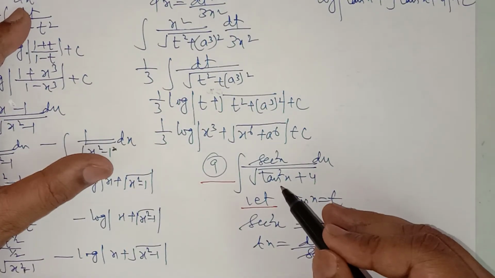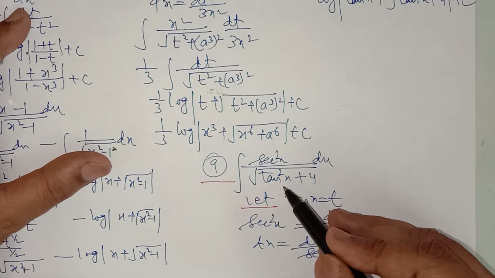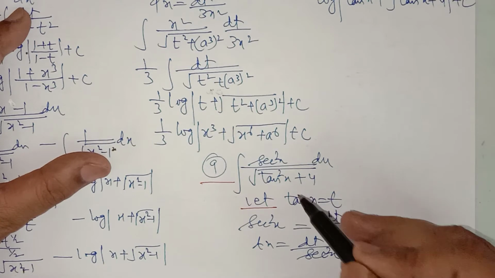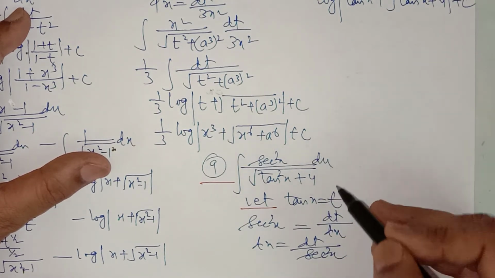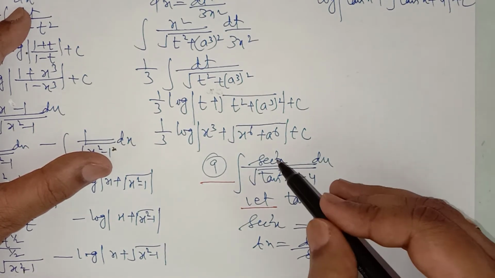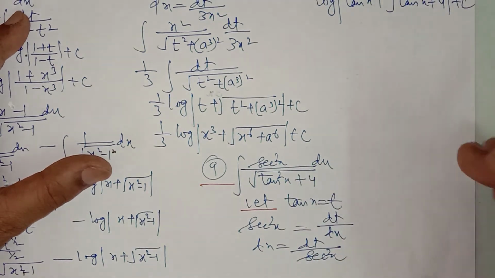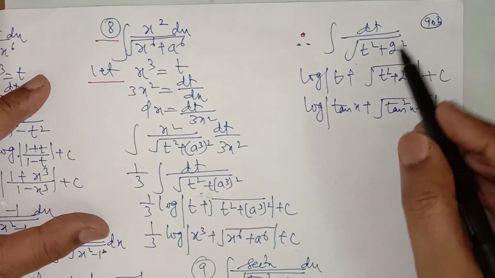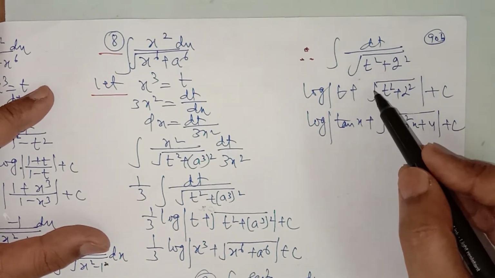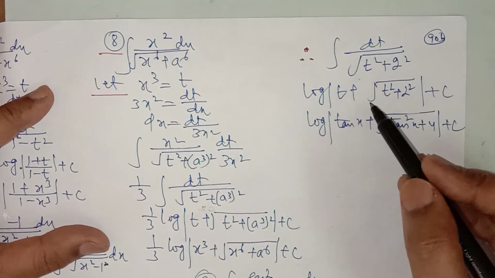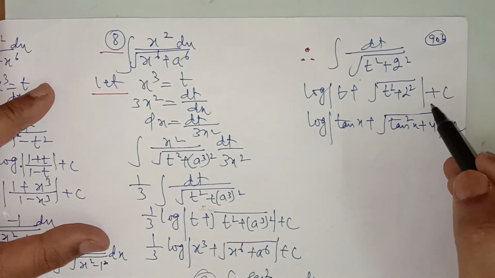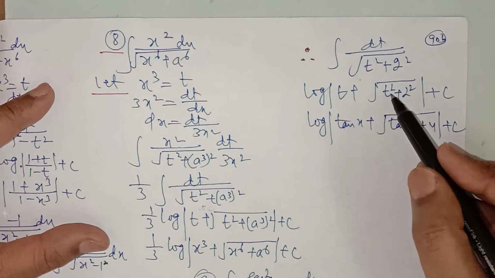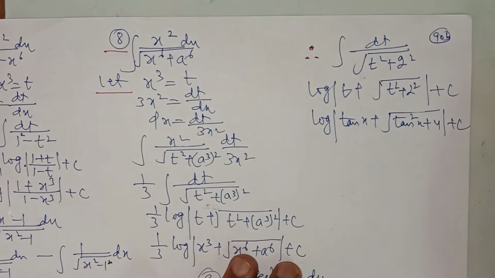It's very clear that in this question you have to let tan x equal to t, because the derivative of tan x is equal to sec square, so the sec square will be cancelled out. So let tan x is equal to t. So dt upon dx will be equal to sec square, the sec square will be cancelled out, and you will get 1 upon under root t square plus 2 square. It's the special integral of dt upon under root t square plus a square, which is log t plus under root t square plus a square, and we know that t is equal to tan x, which is a special integral.